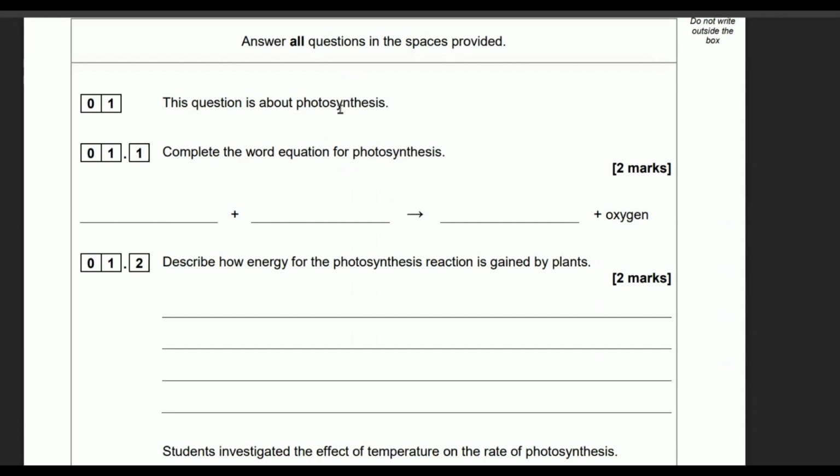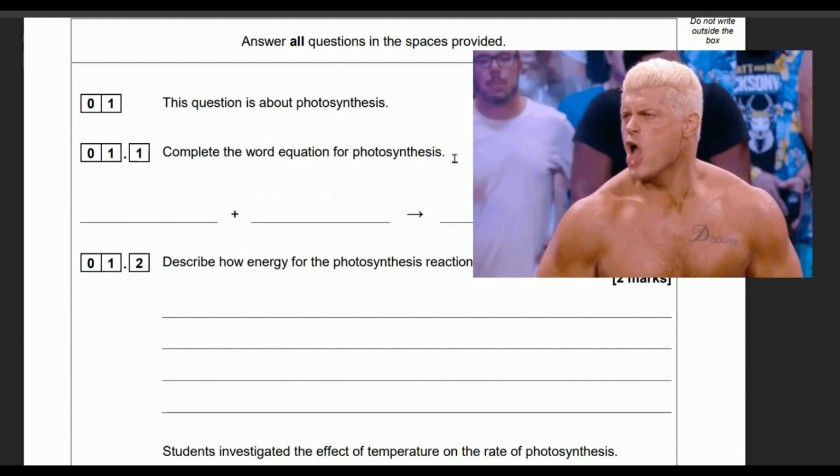This question is about photosynthesis. Complete the word equation for photosynthesis. So what I suggest you do, grab a pencil, grab some paper, grab your calculator. You're going to need that in a GCSE science exam. Press pause, have a go, unpause, watch the walkthrough. You know the situation. Remember, the exams are coming. We've got 2 weeks. You've got to get on it.